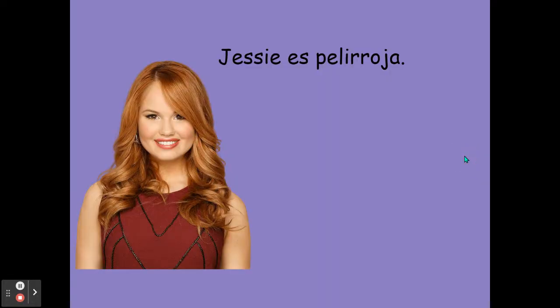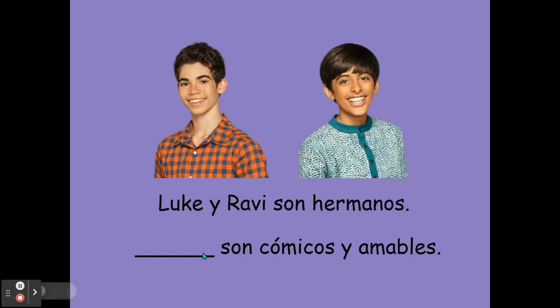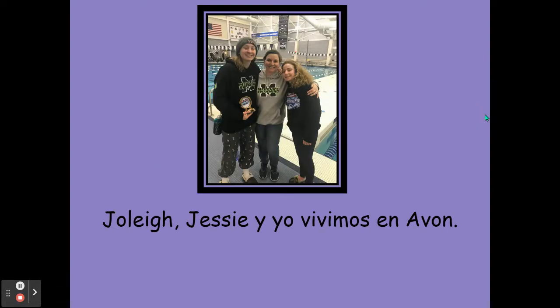All right, so here we go. Now you're going to have a question. Jessie es pelirroja. Blank vive en New York. So which of those subject pronouns would go on the line? Luke y Ravi son hermanos. Blank son cómicos y amables. So what would replace Luke y Ravi as a subject pronoun? Jolie, Jessie y yo vivimos en Avon. See how I'm included in this picture? Blank, preferimos nadar.